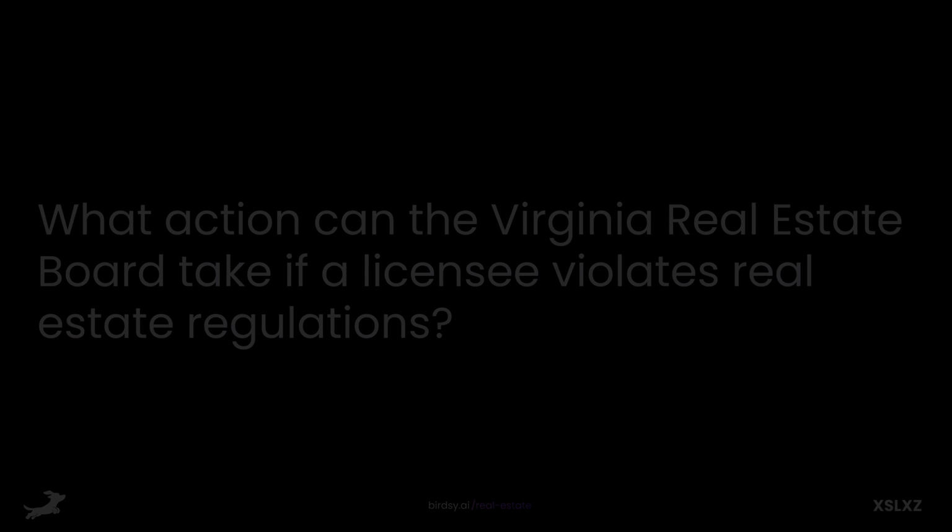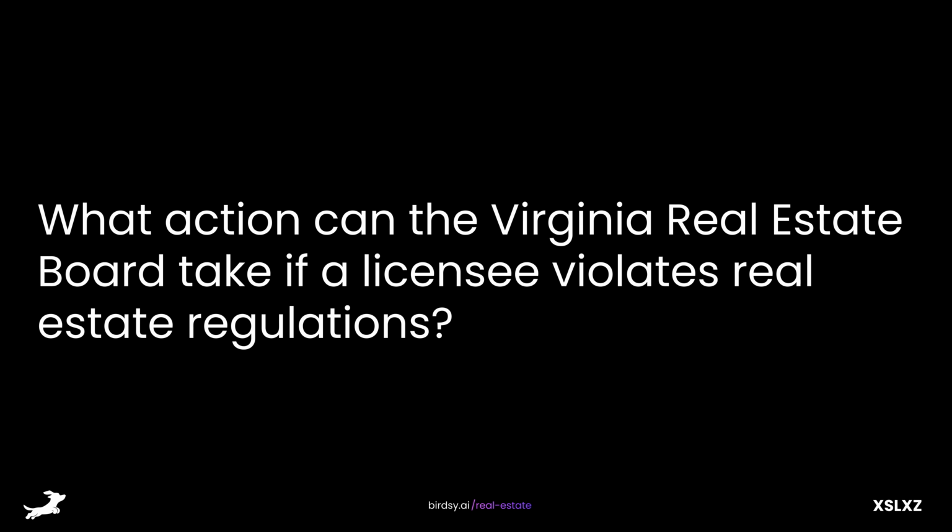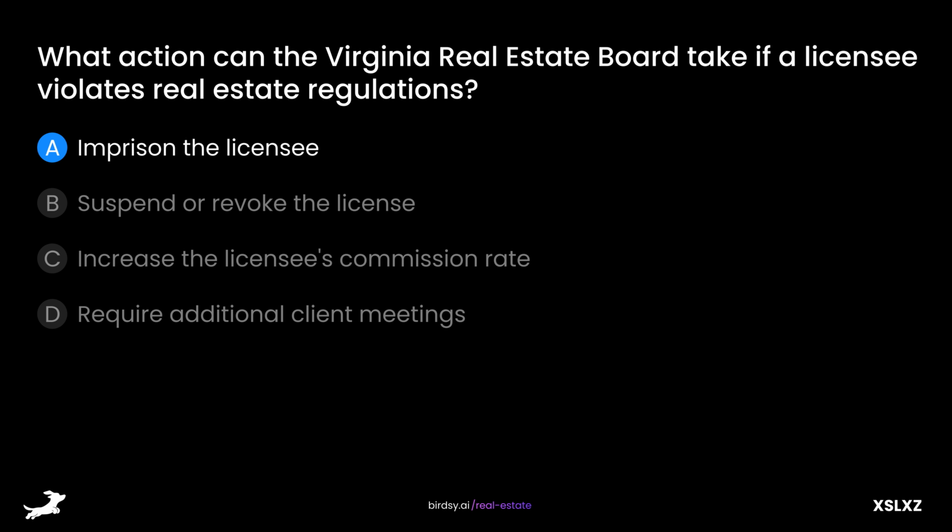claims. What action can the Virginia Real Estate Board take if a licensee violates real estate regulations? Is it A, imprison the licensee, B, suspend or revoke the license, C, increase the licensee's commission rate, or D, require additional client meetings? The answer is B, suspend or revoke the license.